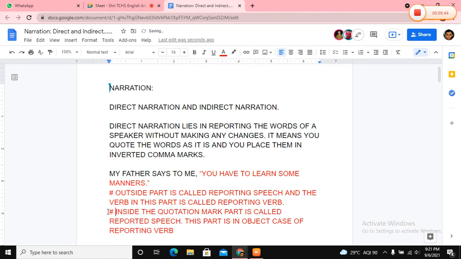Okay, so the statements in direct narration are divided into two parts. One part lies outside the comma, which is called reporting speech, and the verb in this part is called the reporting verb. The other part that lies inside the quotation mark or inverted comma is called reported speech, and it is the object of the reporting verb. Clear यहाँ तक? Yes, sir. चलिए, let's move on.